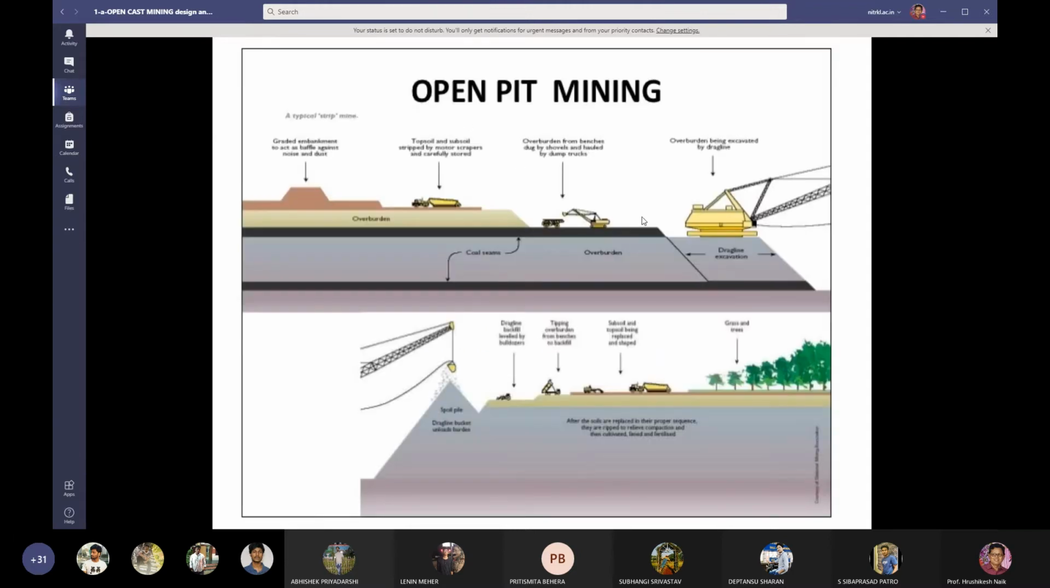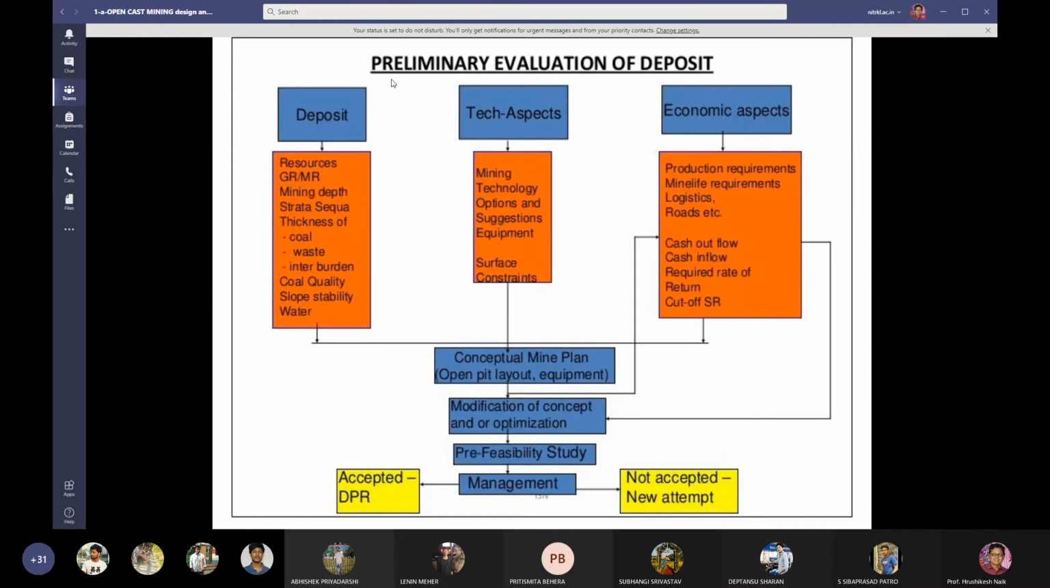So this is the open pit mining we have seen earlier. What is the preliminary evaluation of a deposit? How to evaluate a deposit, whether you have to go for open pit mining or not. So the mineral deposit is to be evaluated.